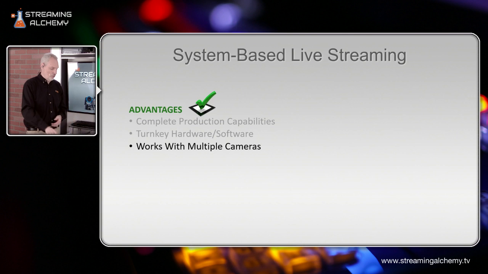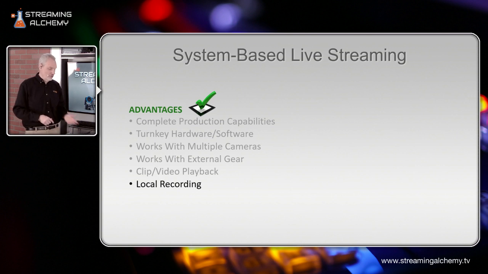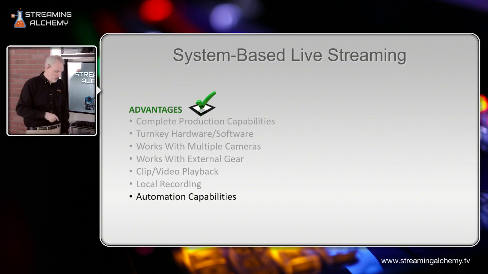They work with multiple cameras. They work with external gear, same as is available with application-based live streaming alternatives. Video clip playback we've talked about, local recording, both the stream and ISO recording for the cameras. Again, something we've already talked about. They have automation capabilities, and actually, the TriCaster has, from personal experience, it's what we're using here. The TriCaster has some incredible automation capabilities, and that's definitely something when you're running large productions, or if you're trying to run more sophisticated productions with a skeleton crew, that's something that definitely works in your favor.